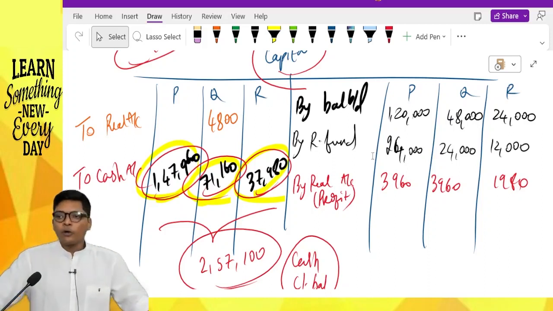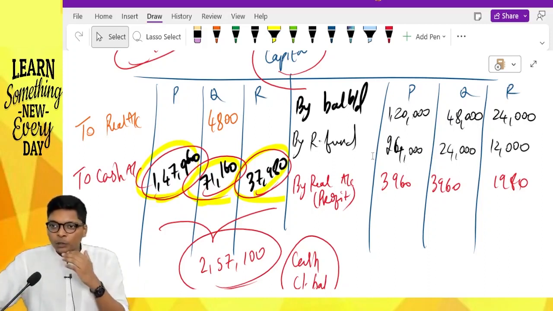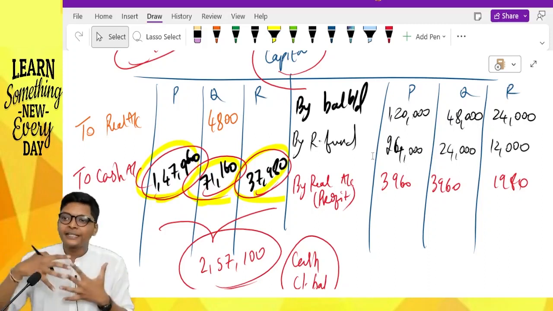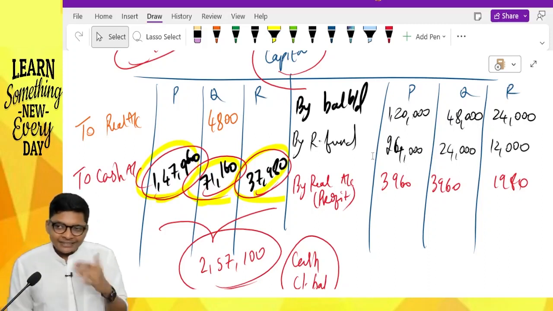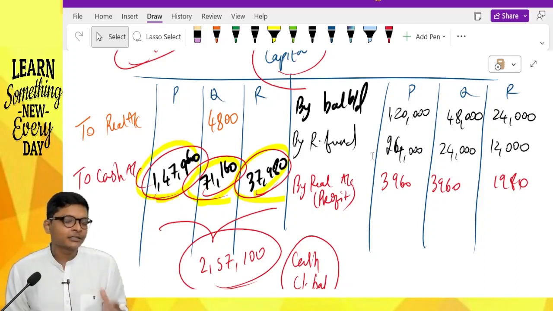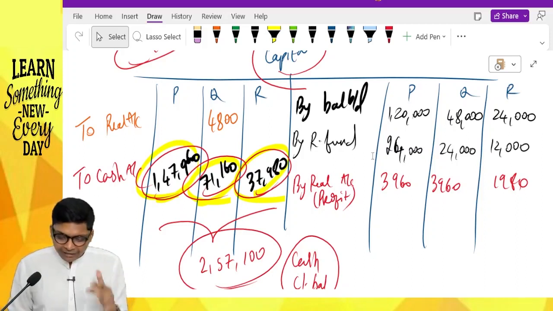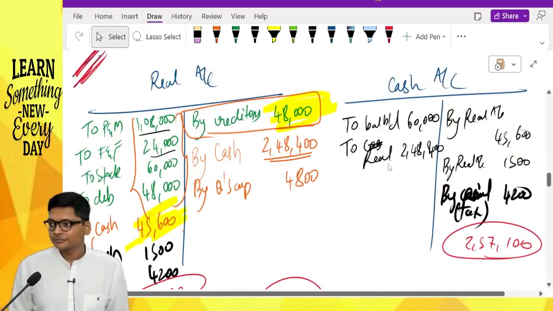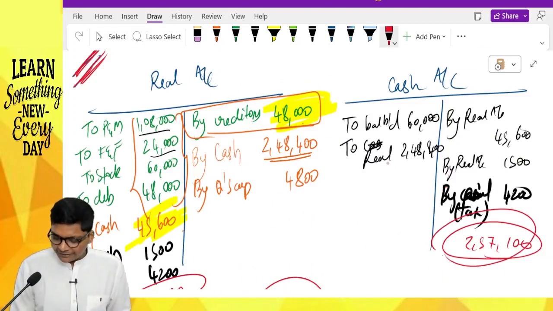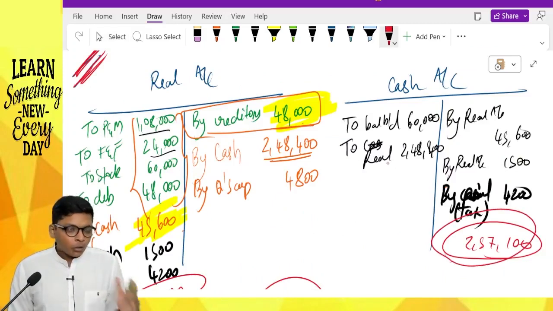Okay, now follow. Many times people ask me, sir, how are both tallying equally? Is it in this sum or coincidence? Every sum it has to tally like this. There cannot be extra cash. If extra cash is there, you made a mistake. How can you have cash after paying partners?